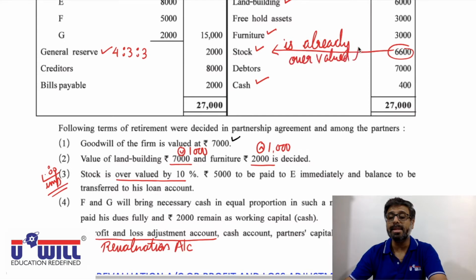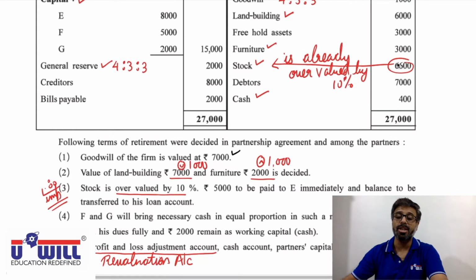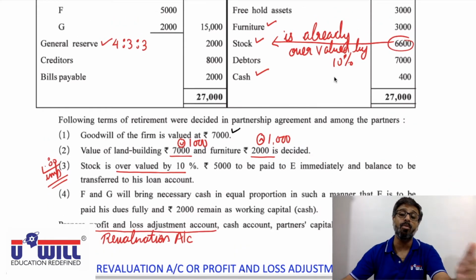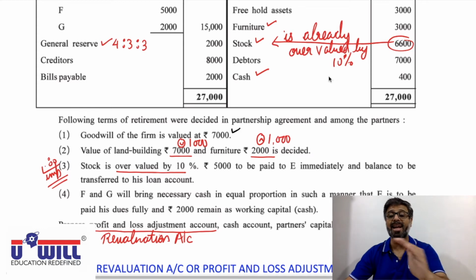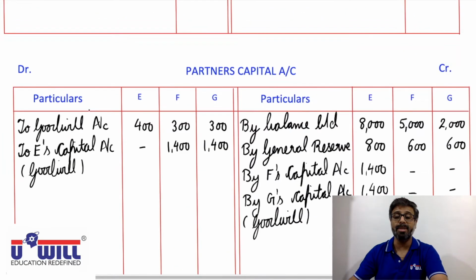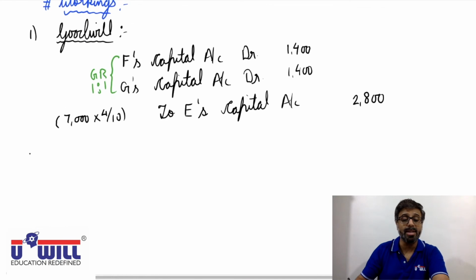When they say stock is overvalued by 10%, it means the stock given in the balance sheet is overvalued, its value is already taken 10% more, whereas its actual value is 10% less. Now 10% less means again you cannot do 6,600's 10%. So all of you understand what it means. Okay, look at this working carefully and mark it, very important.